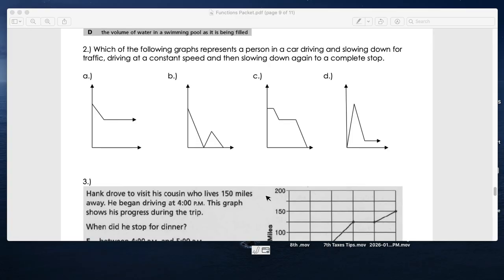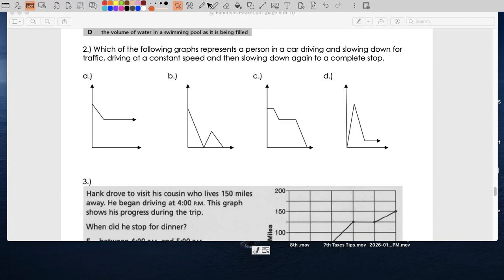Which of the following graphs represent the person in the car driving and then slowing down for traffic, driving at a constant speed and then slowing down again to complete stop. So first of all, I think we can even work back from the complete stop. So this is, let me write time, and this is the car speed, yes? Right? So if it's going to complete stop, that graph should hit 0 right here. Should hit 0 right here. So right off the bat, this is gone, and this is gone.